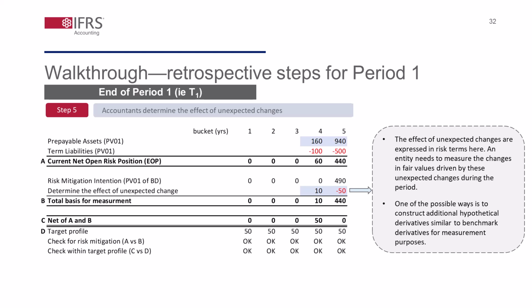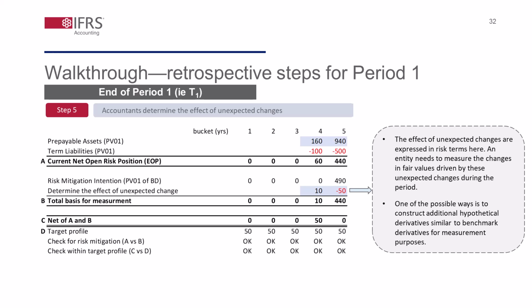During this step, accountants effectively work out the extent of additional risk exposures that need to be considered in addition to those from the risk mitigation intention. In this example, the +10 and the -50 are both expressed in PV01 terms, similar to the PV01 490 of the risk mitigation intention. As a result, an entity needs to consider the change in fair value driven by these unexpected changes for measurement purposes.